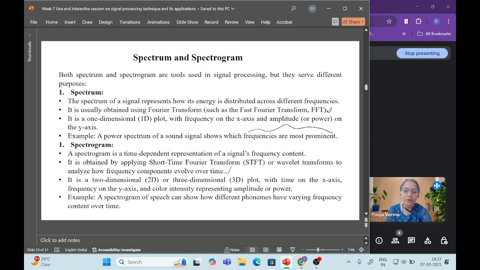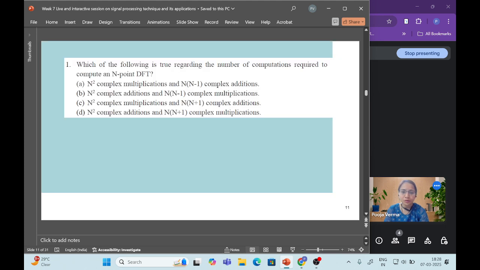So a spectrogram of speech can show how different phonemes have varying frequency content over time, while the spectrum calculates the energy distribution over the different frequencies. So this is the basics of spectrum and spectrogram. These are the topics which have been covered. Now we will move to the questions that may be helpful to solve your assignment problem.